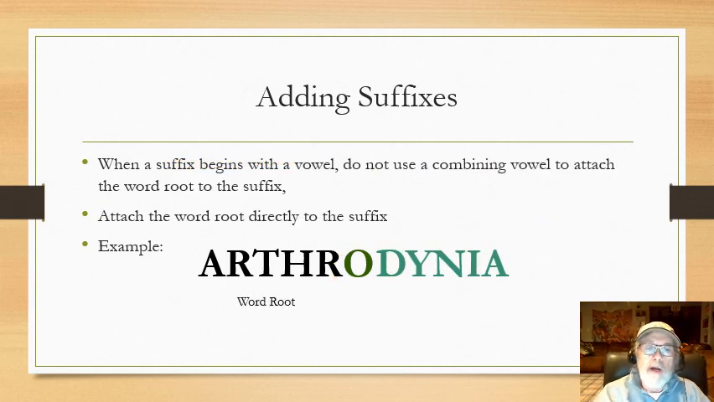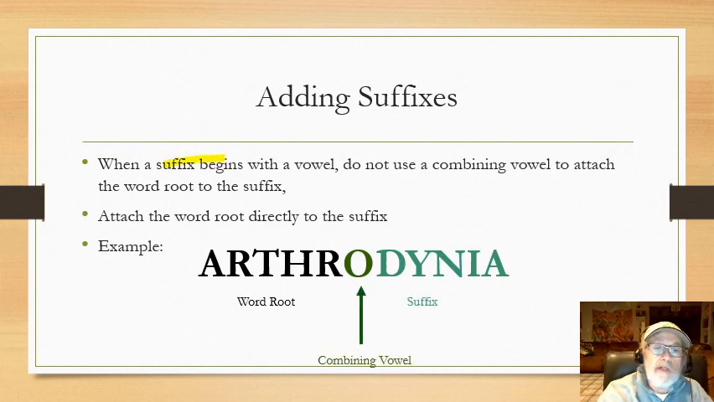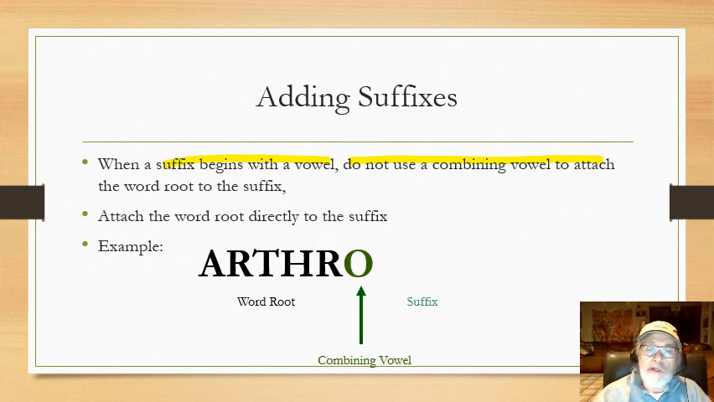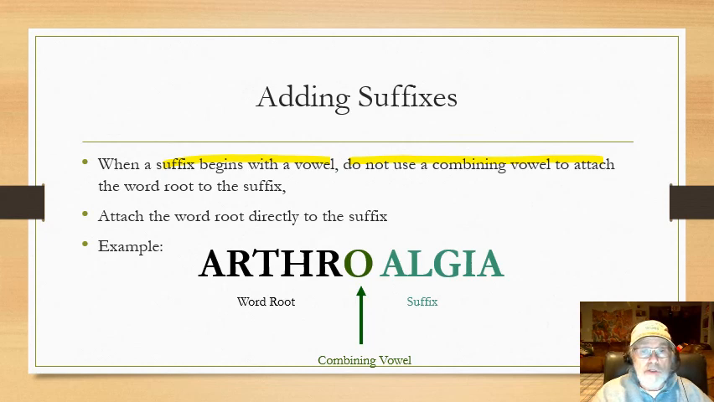When the suffix begins with a vowel, do not use a combining vowel, because the vowel is already there. So let's get rid of the dynia and add a suffix that begins with a vowel: algia. Algia also means pain. Arthrodynia would mean the same thing: pain. And arthr with algia also means pain.